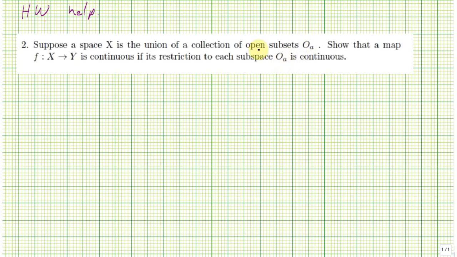Now there's a couple of things here. Any open set of a space, or any set of a space, can be considered a subspace. So here we're talking about open subsets, and here we're talking about subspaces, but of course any subset can be a subspace. So there's no contradiction there. And the other thing that might be confusing here is what I mean by restriction.